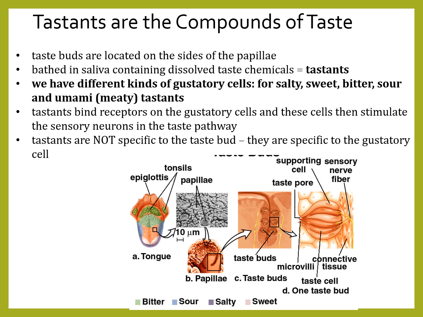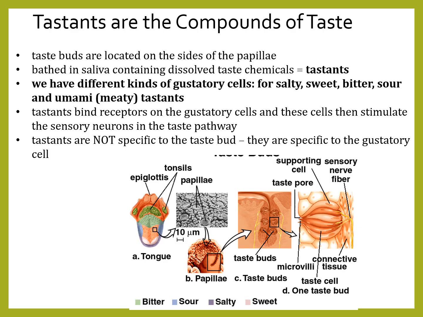Our taste buds are located on the sides of the papilla. They will be constantly bathed in saliva, and the saliva is there to dissolve our taste chemicals. Now, the taste chemicals are referred to as tastins. We have numerous types of gustatory cells to detect these tastins. The 5 general categories are for salty, sweet, bitter, sour, and umami tastins. Most of you are familiar with salty, sweet, bitter, and sour. You might not be familiar with umami, but this is more of a meaty or savory taste.